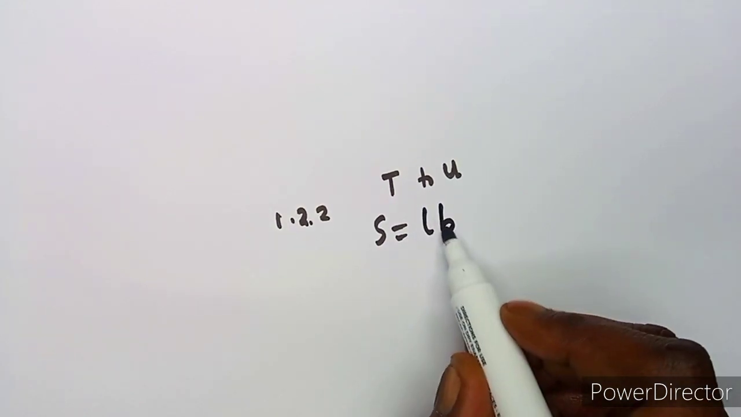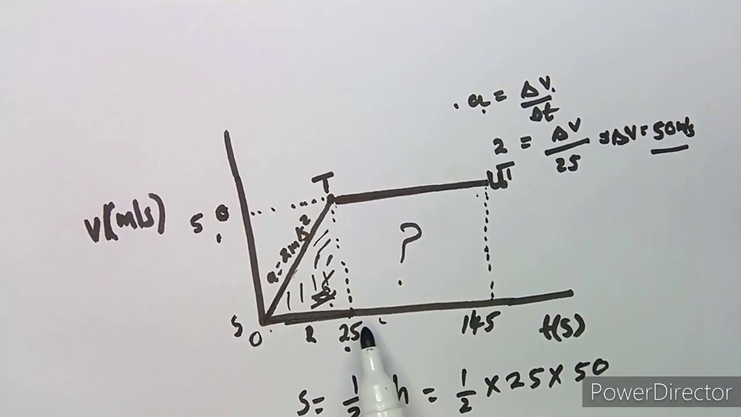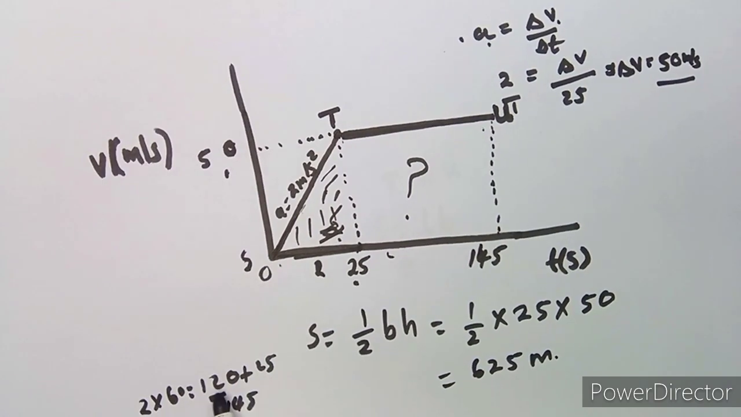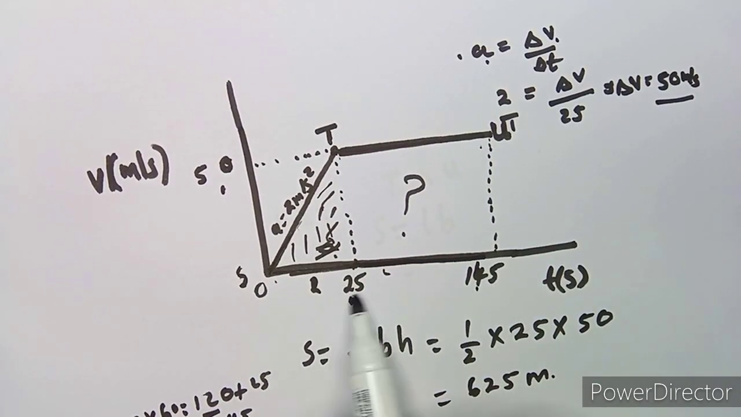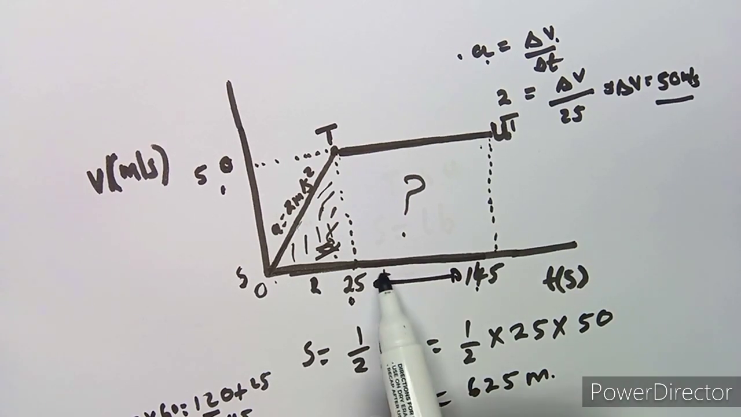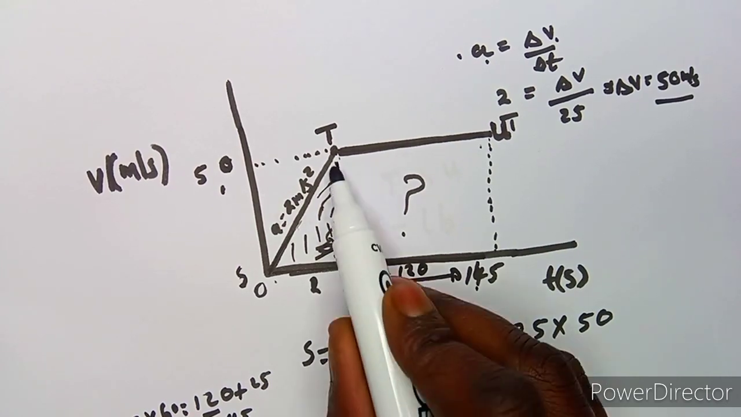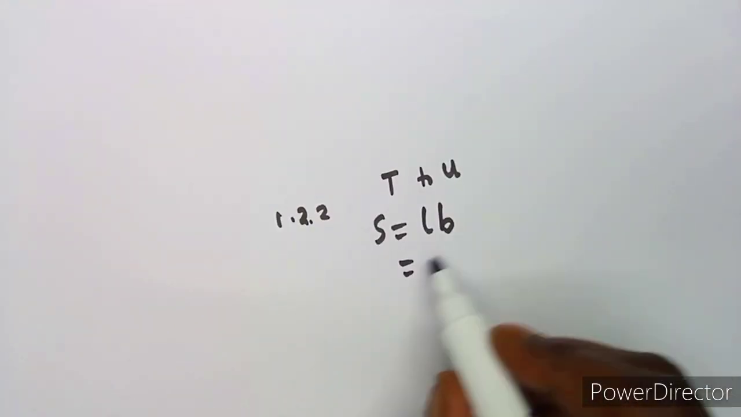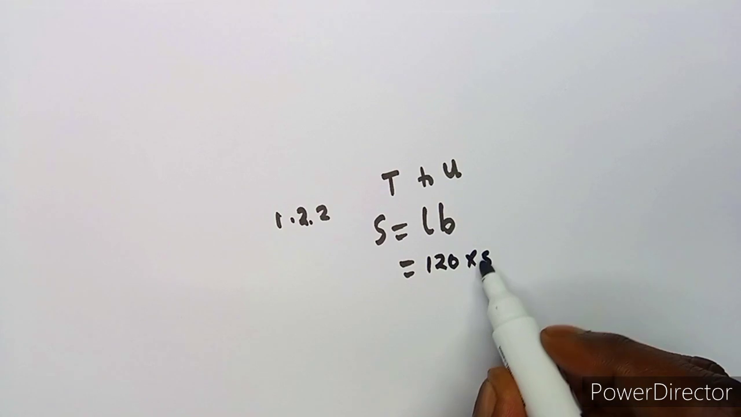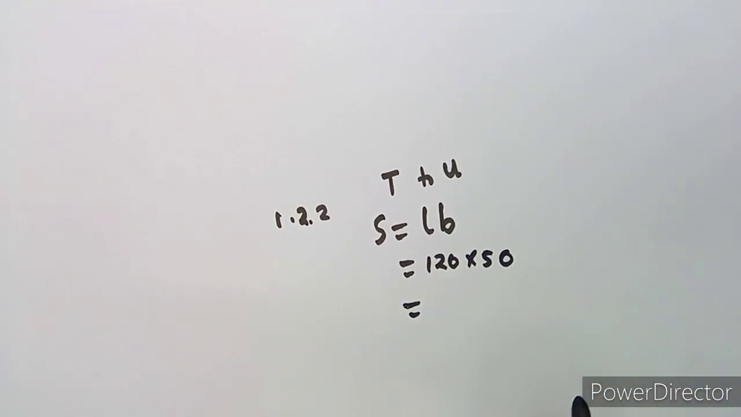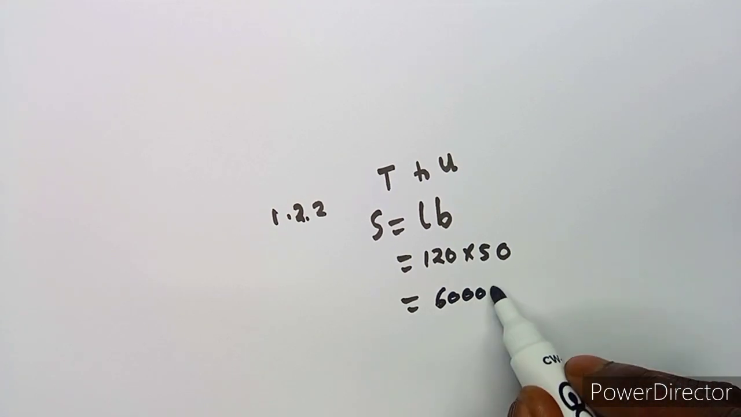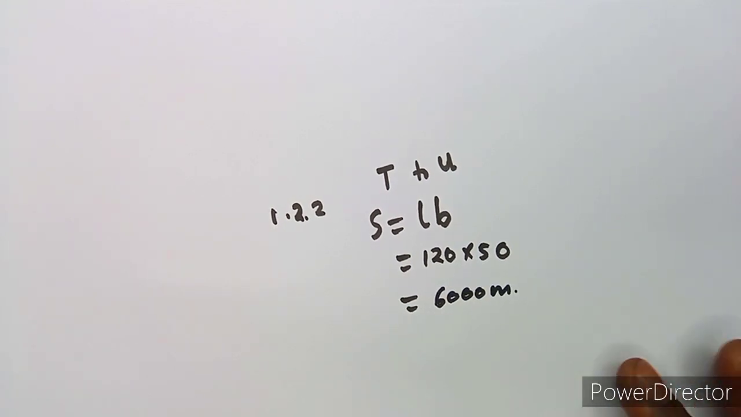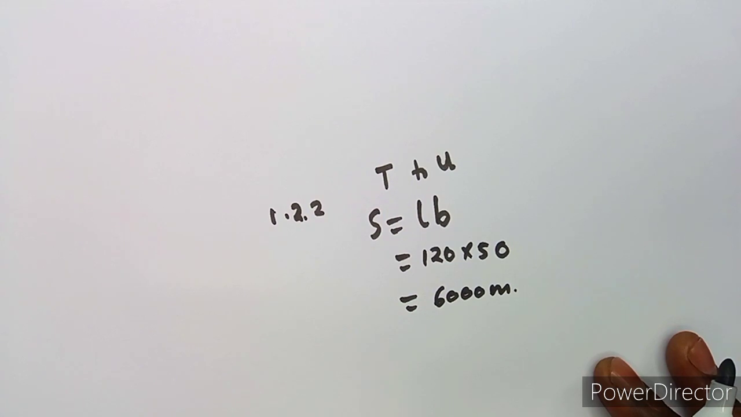So it's going to be length times breadth. Remember, here we have 120 seconds, because 145 minus 25 gives us 120. So it's 120 times 50. This is the height. So we've got 120 by 50, which is going to give us 6,000. That's 6,000 meters. So that's what we have, guys, in this case.